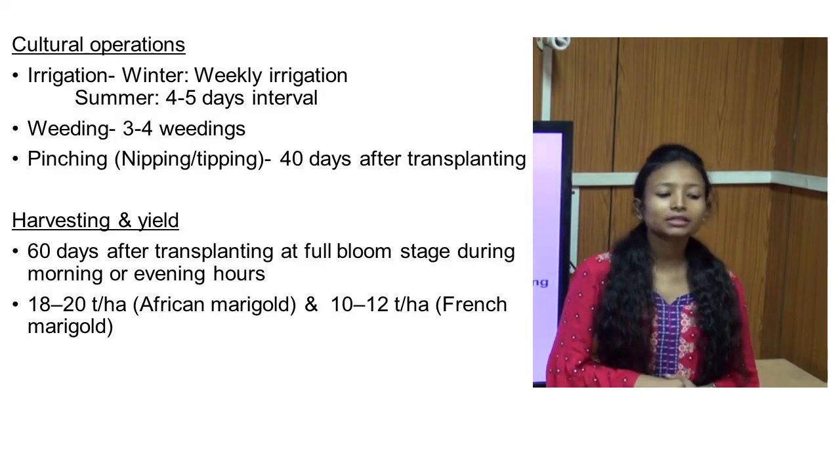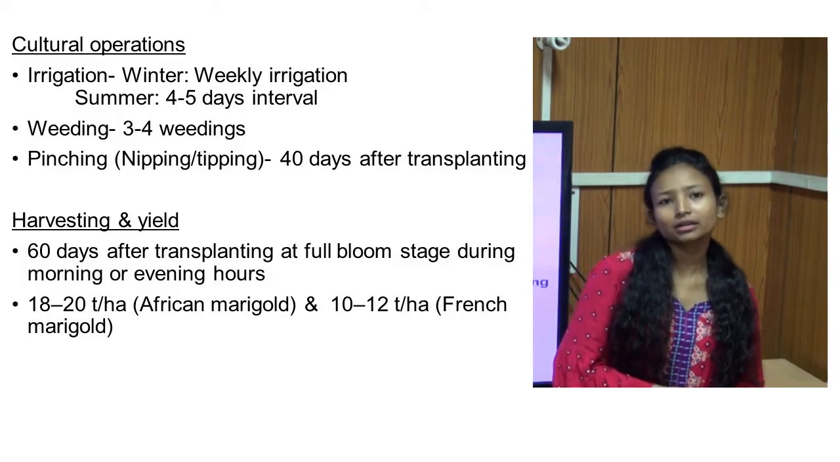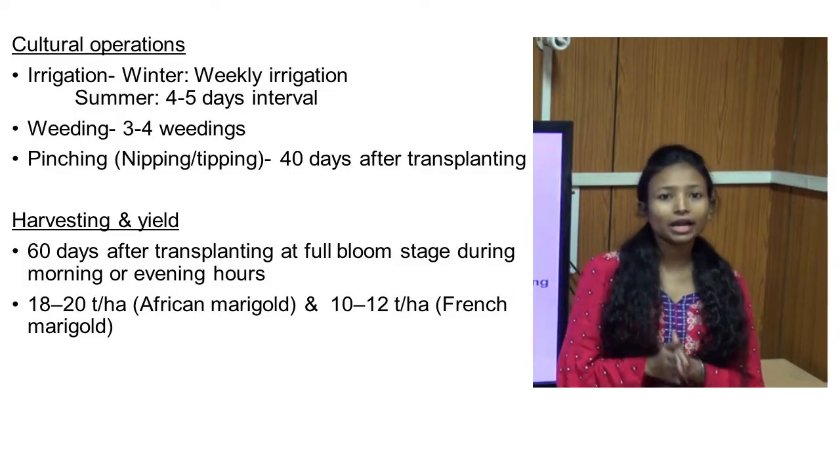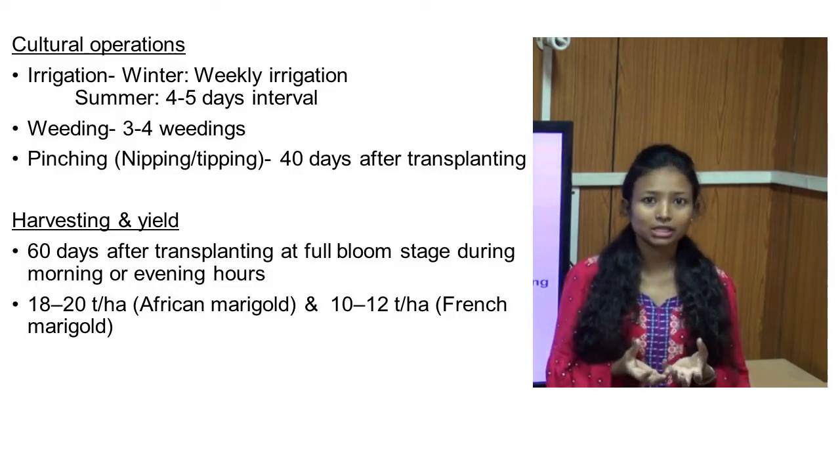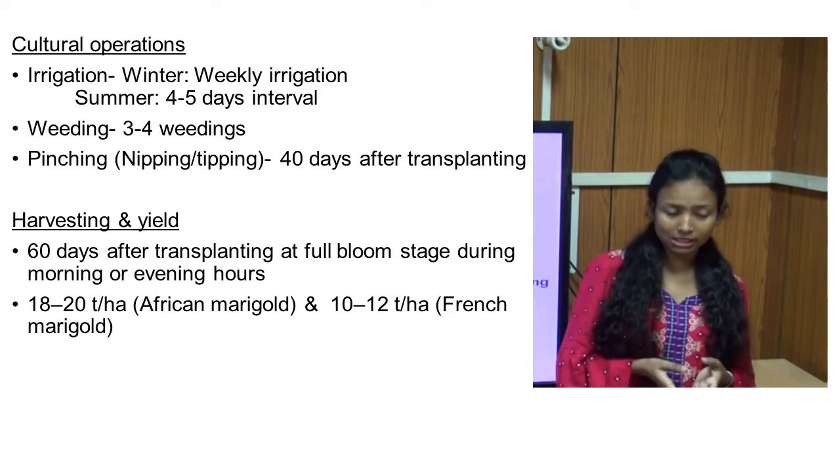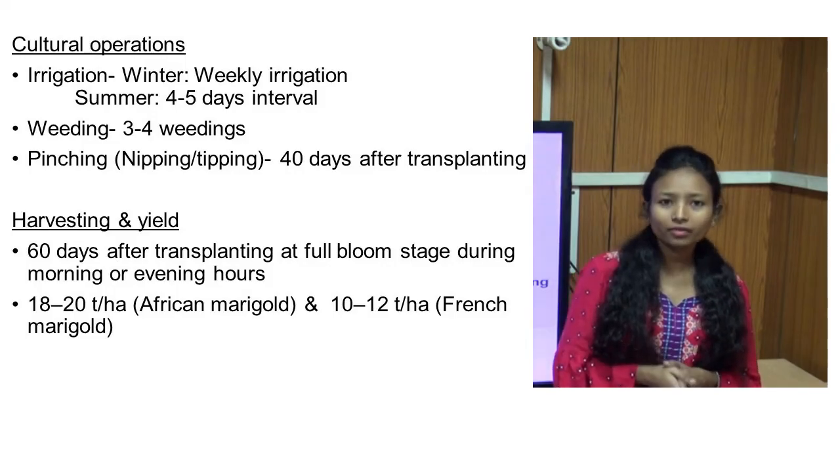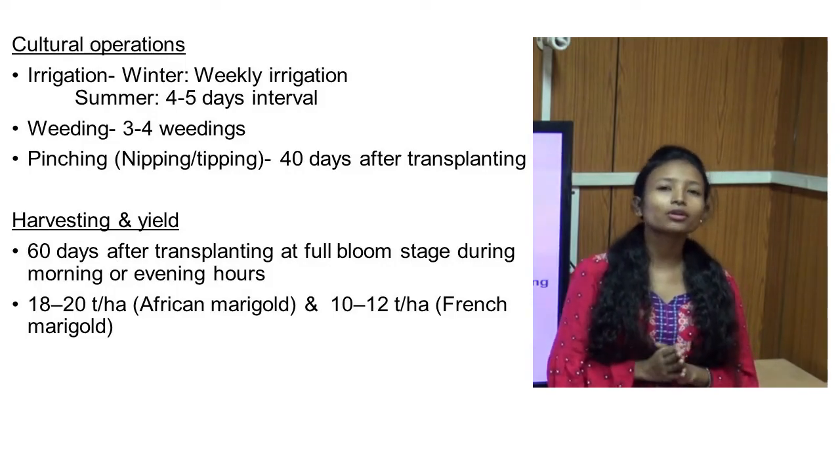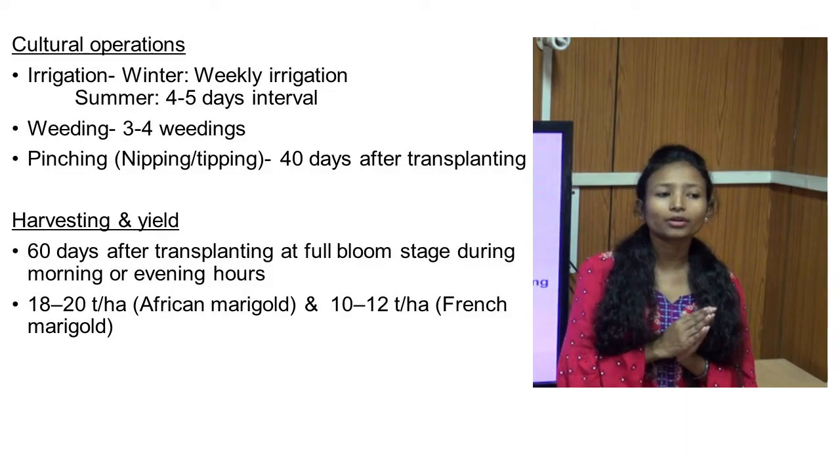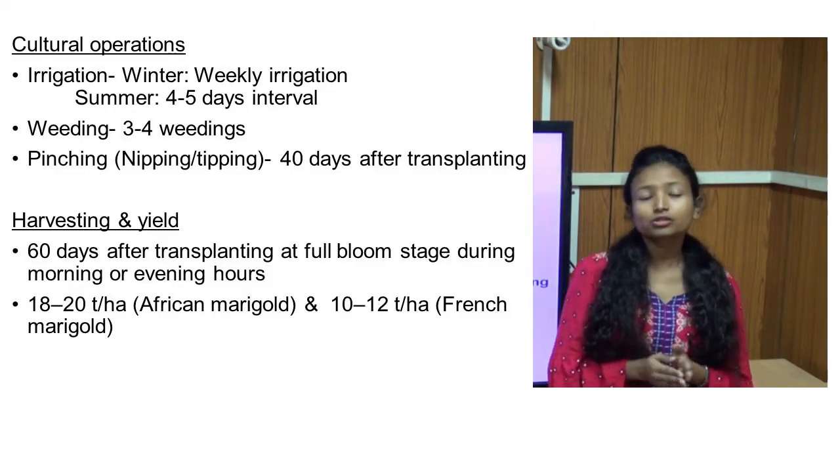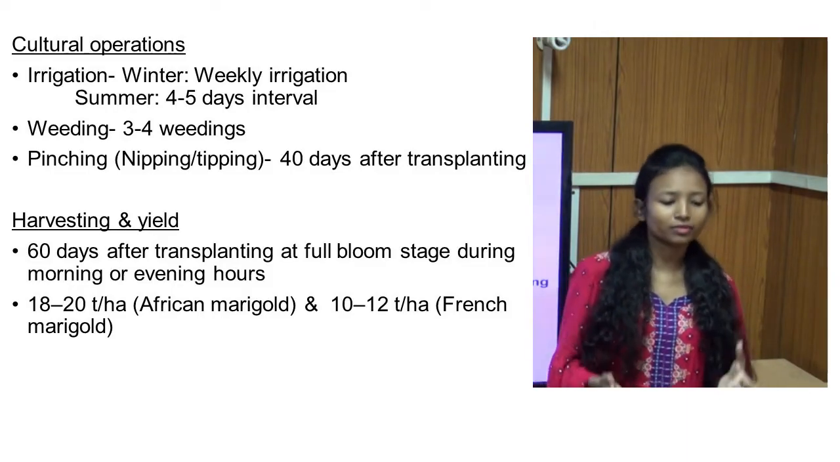Under harvesting and yield. Harvesting is mainly done 60 days after transplanting, mainly at full bloom stage when the flower is completely bloomed, not in a bud stage, and mainly during morning and evening hours. Most of the flowers are harvested during morning or evening hours to reduce the transpiration loss, so that it won't affect the quality of the flowers.